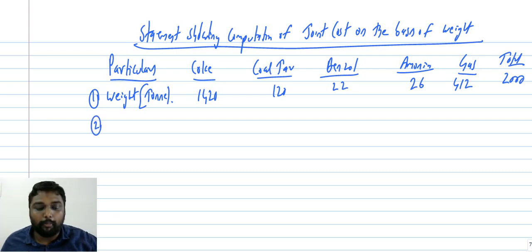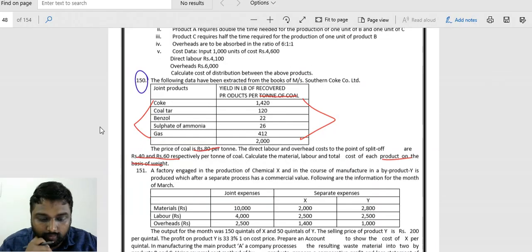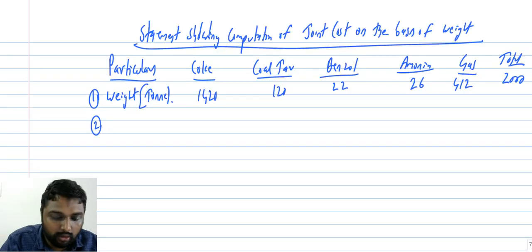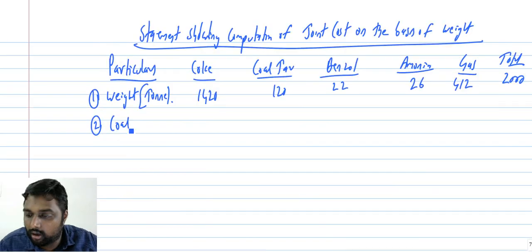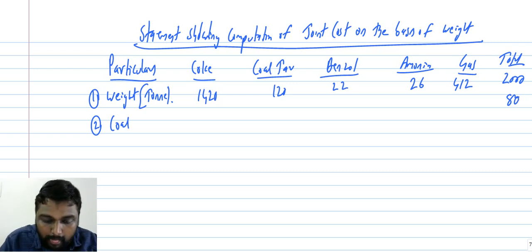The product cost we can classify into three. What are they? One is price of coal, then labor, overhead. So coal: what is the total coal amount? Total coal amount is 80. This we have to apportion. So how to apportion? 80 is the cost of coal.